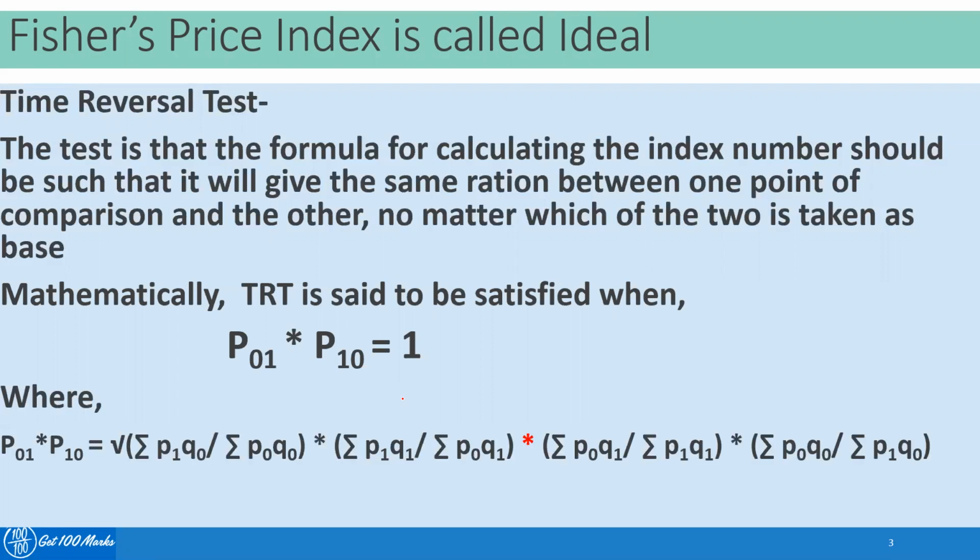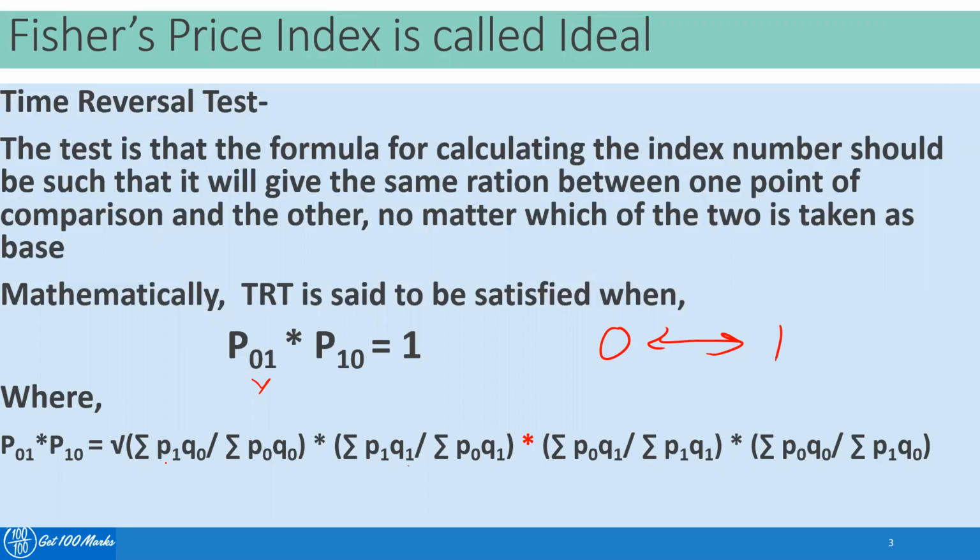Therefore, what is P01? I have already told you. It is P1 Q0 over summation P0 Q0, then P1 Q1 and P0 Q1. This is the basic Fisher's index formula. Now with that, I am just interchanging the base into current, so 0 is interchanged with current, 0 to 1.